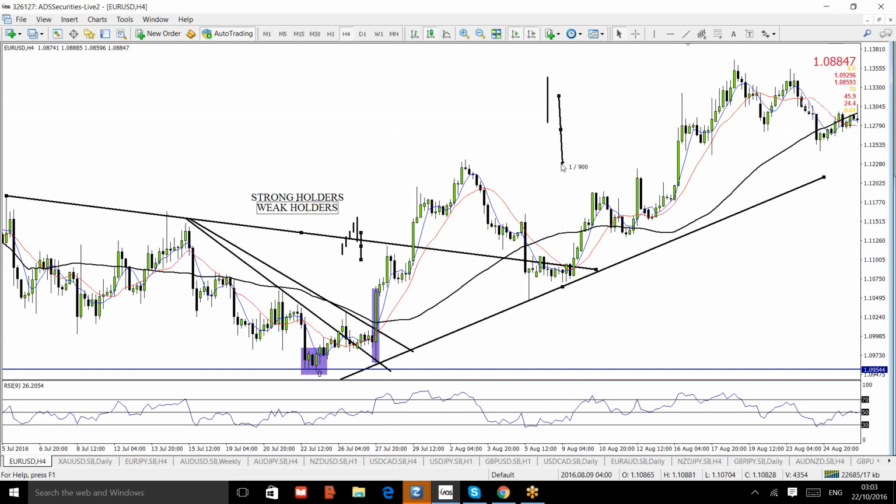Leave dojis, man. Leave the dojis out of the equation. I'm not talking about dojis here. Read the candle, what the candle is suggesting to you.